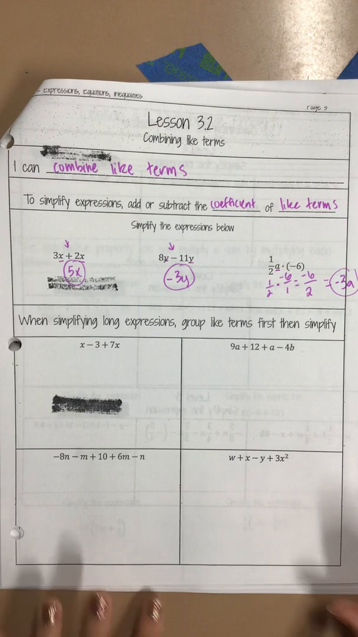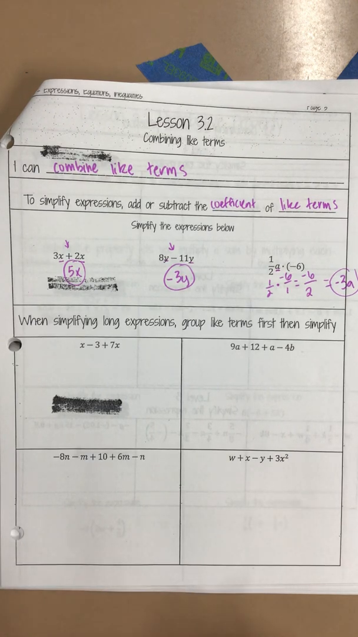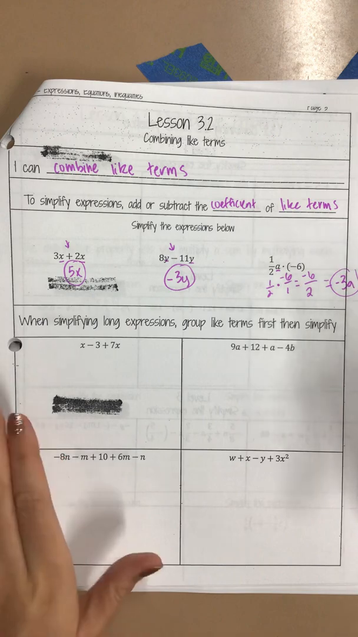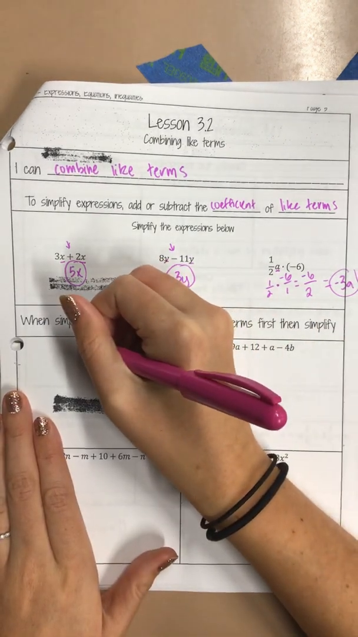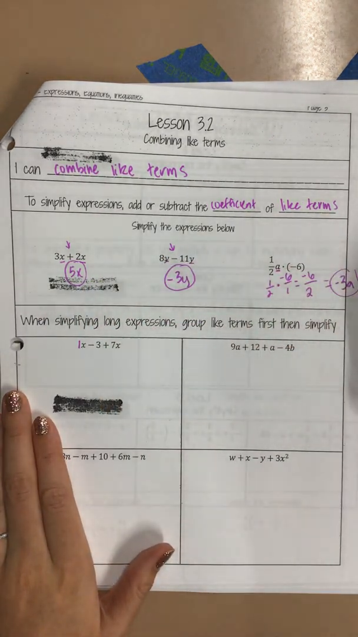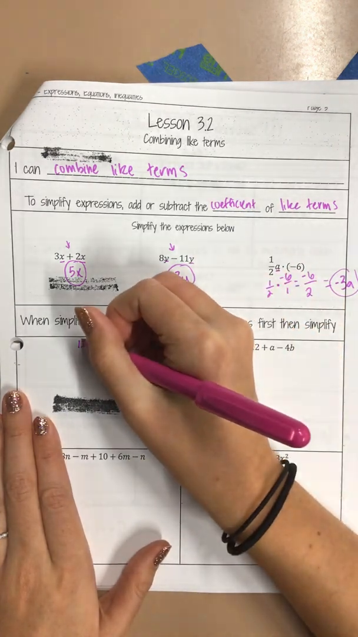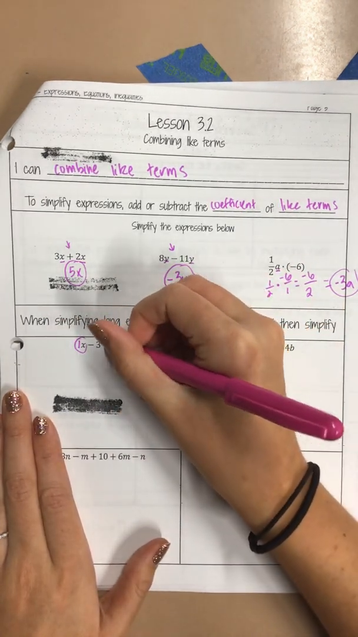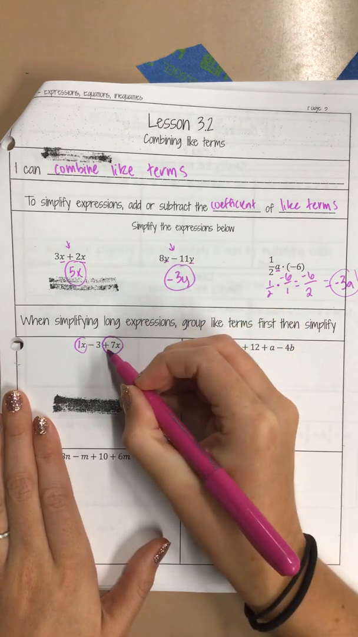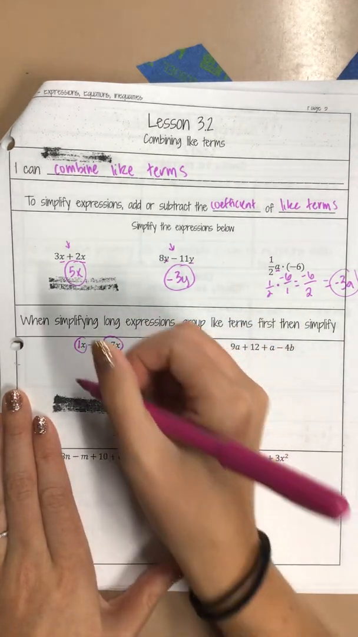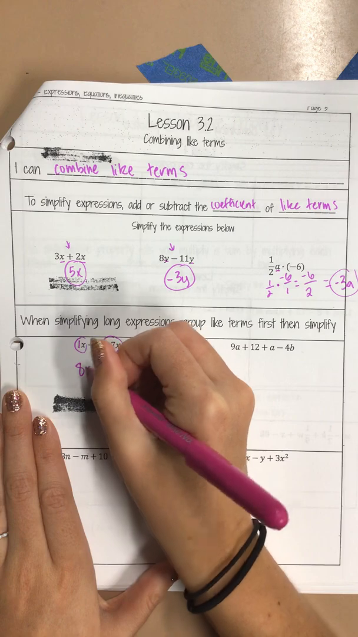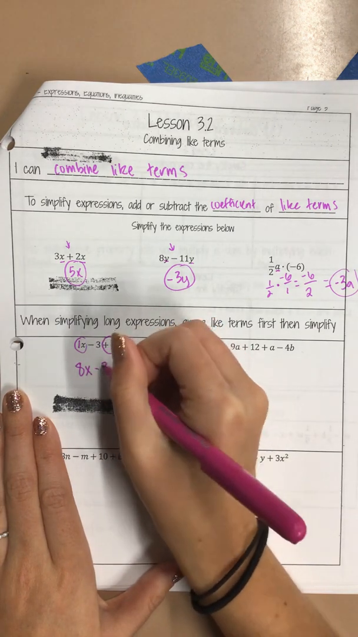And then it says, when simplifying long expressions, group like terms first, then simplify. We probably saw this yesterday, but we just do it in either like circles or squares to see what's together. I'm going to put a 1 with this x because it's lonely and there's not 0 x's there. There is 1 x. And that's going to pair with my 7x. And remember, I take the sign with it. So I do 1x plus 7x. I get 8x and then minus 3.